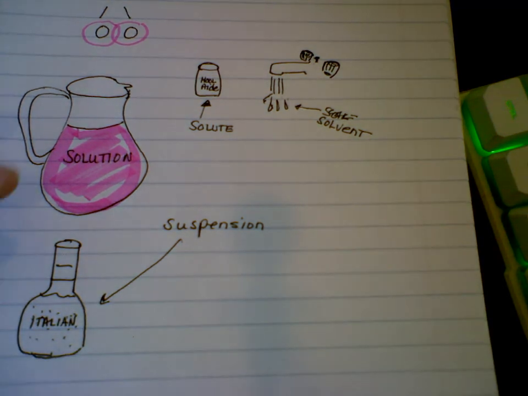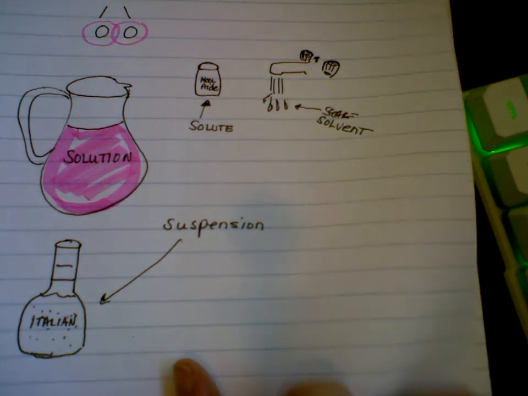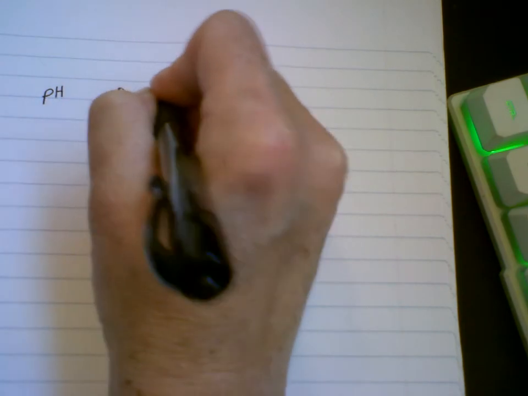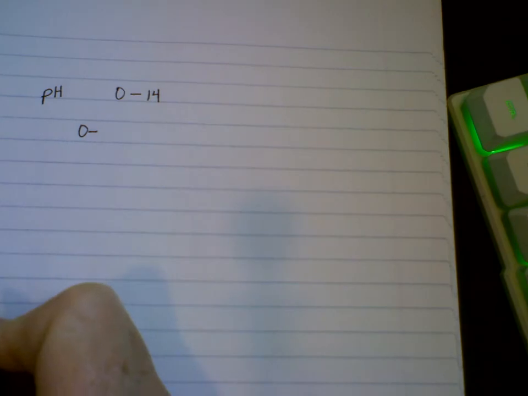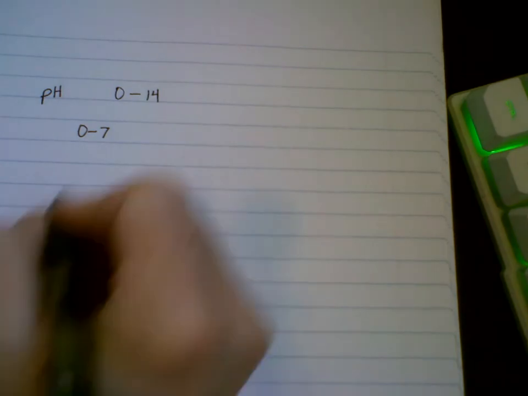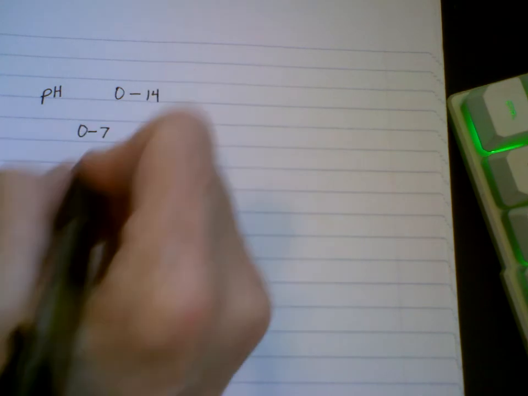Right? So that's the difference between solution and suspension. And the final thing that was discussed in this section of your chapter was pH, acids and bases. Again, this is a brief overview. So pH is a scale from 0 to 14. 0 to 7, not equal to 7, right? So it's between 0 and, how do you write that, ladies and gentlemen?